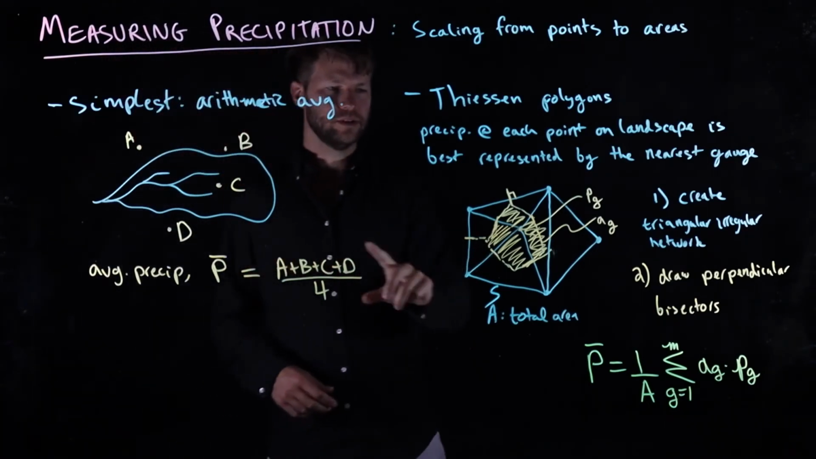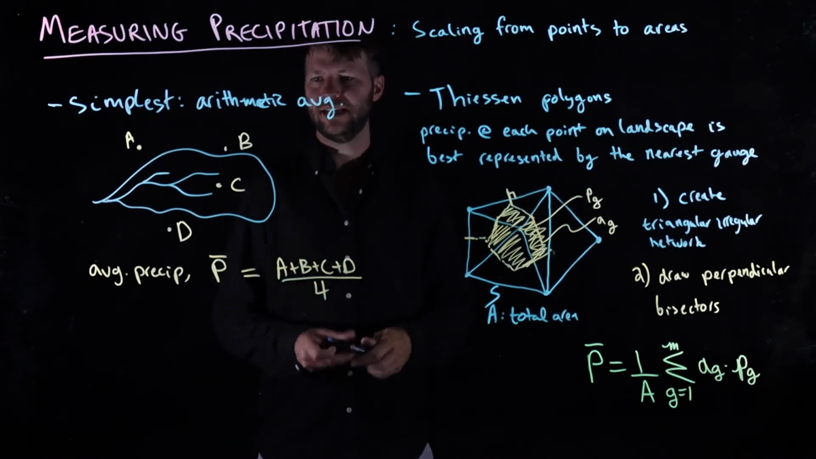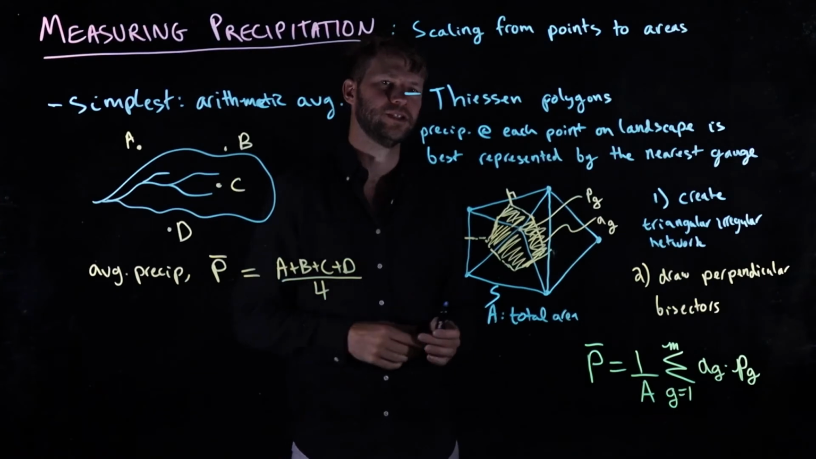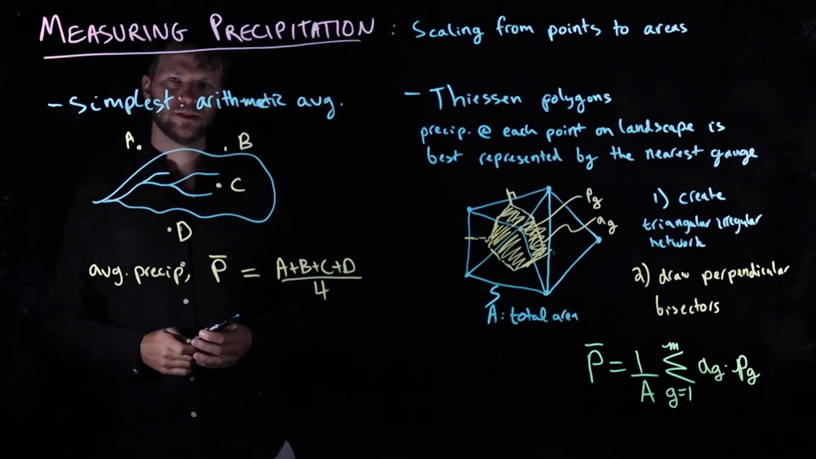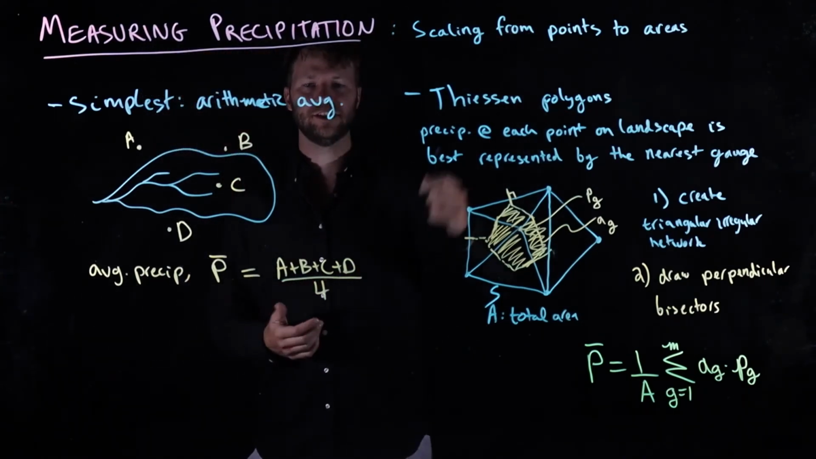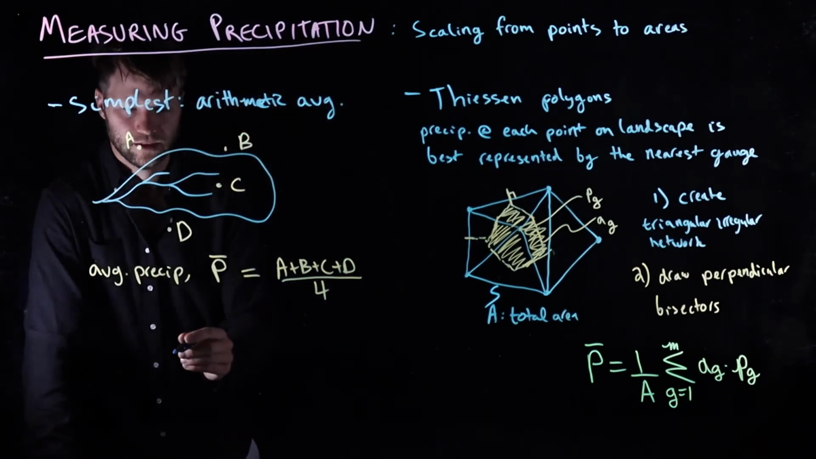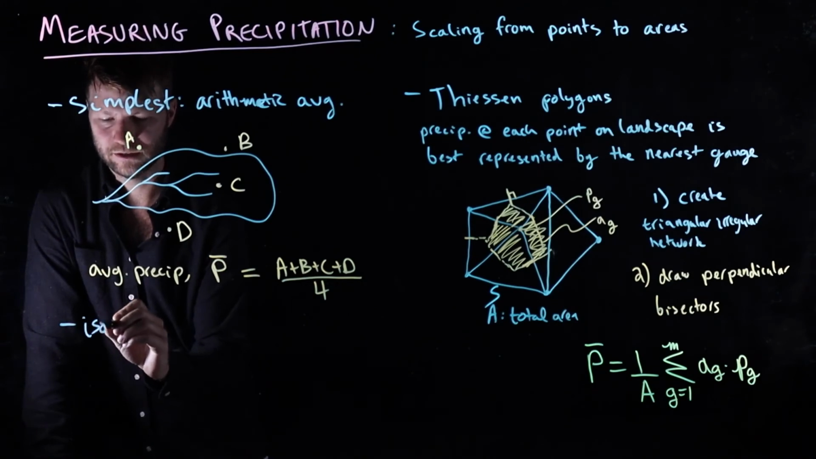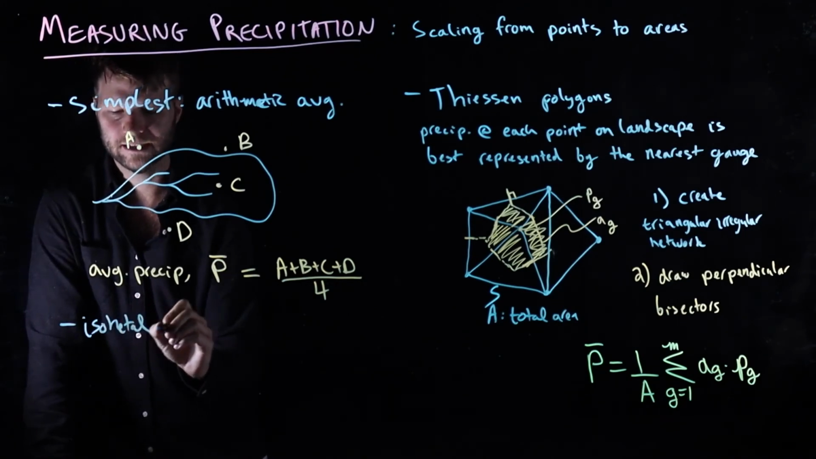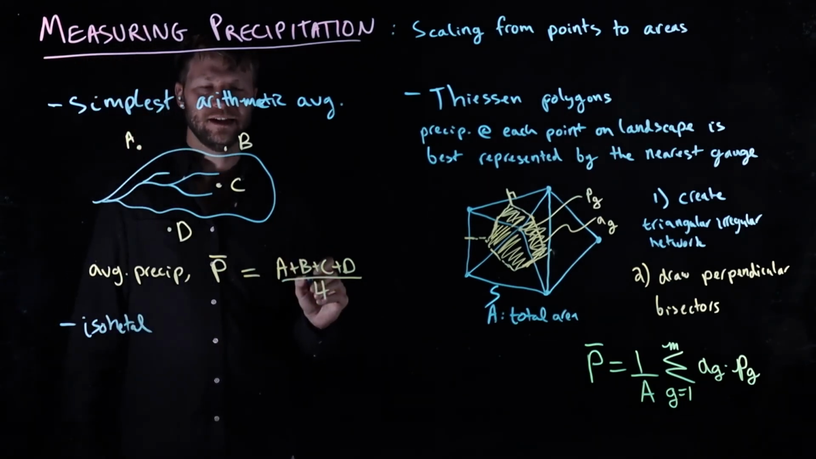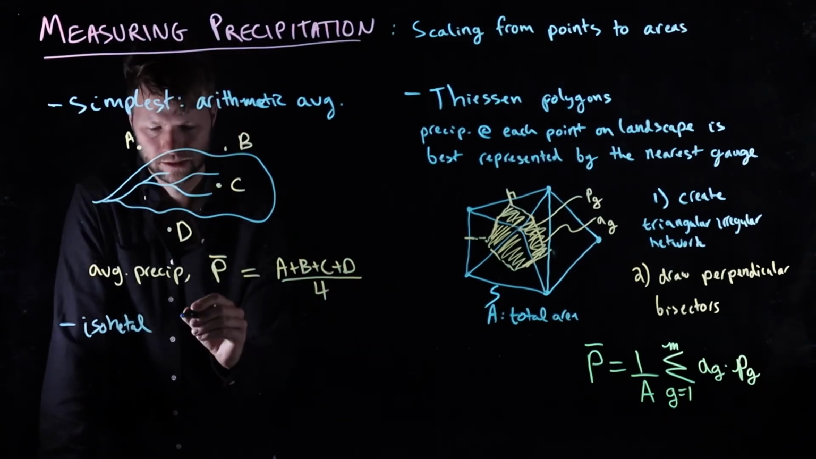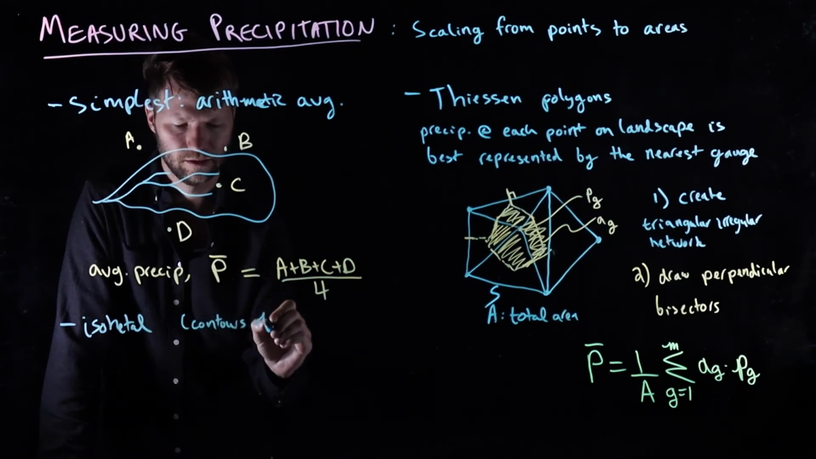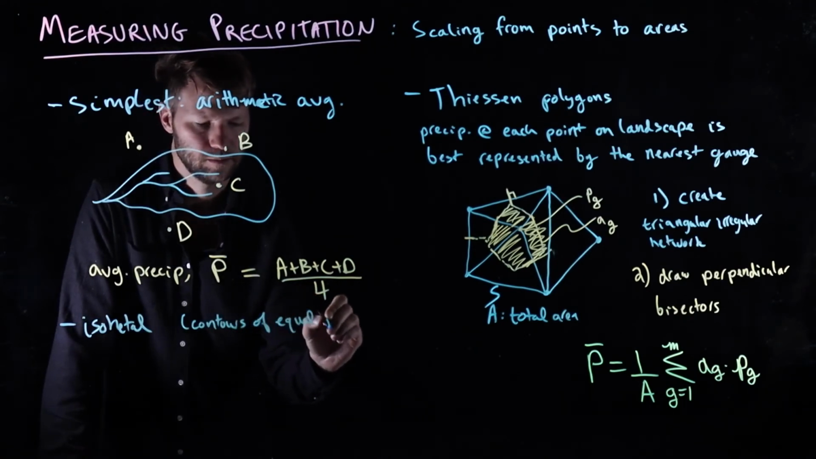One of the issues with both of these is that they don't contain any other spatial information other than the horizontal distribution of gauges. And in many catchments, we know that, for example, precipitation increases with elevation. So the final method that I'm going to talk about is known as the isohyetal method. And an isohyet is a contour line of equal precipitation. So I'll write that, contours of equal precip.